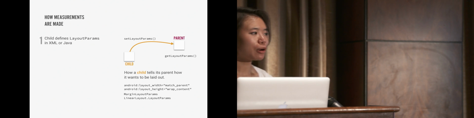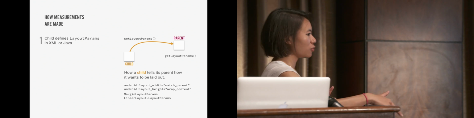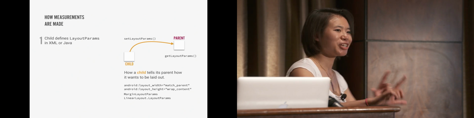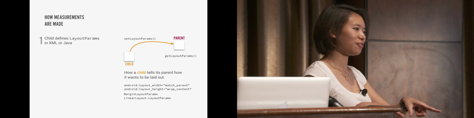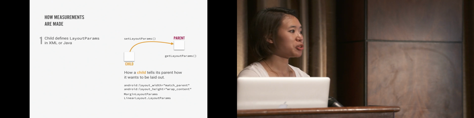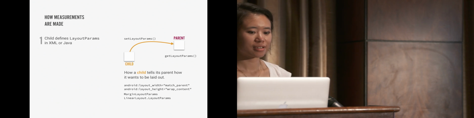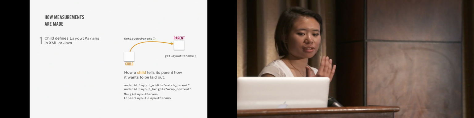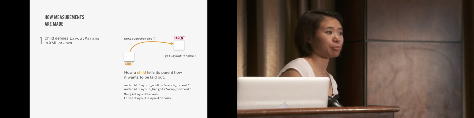So before we get to that, how are measurements made? When a view is measured, it's actually kind of like a negotiation between that view and its parent. The child and the parent communicate to each other what they want in different ways. The child communicates with the parent view through layout params.